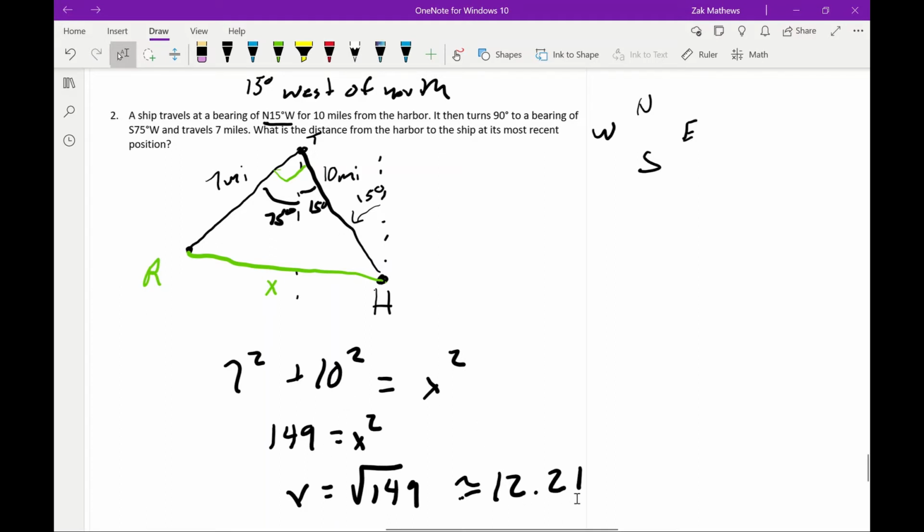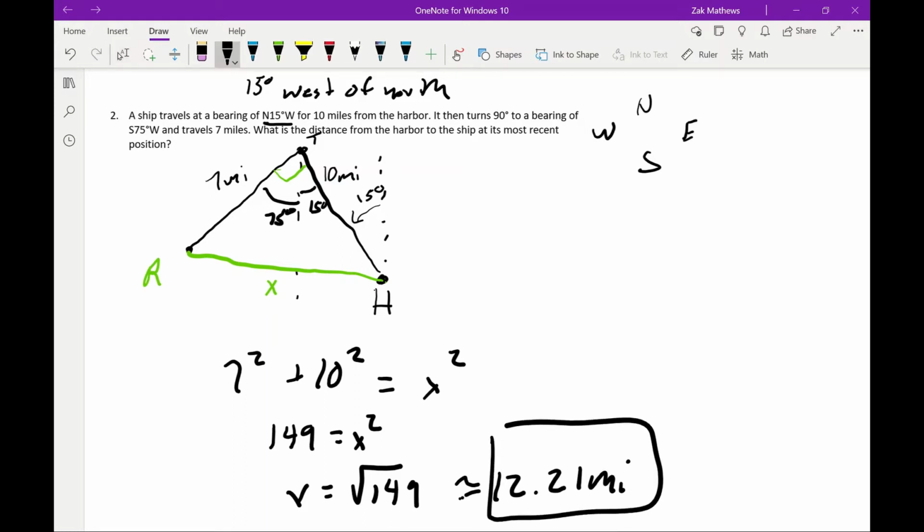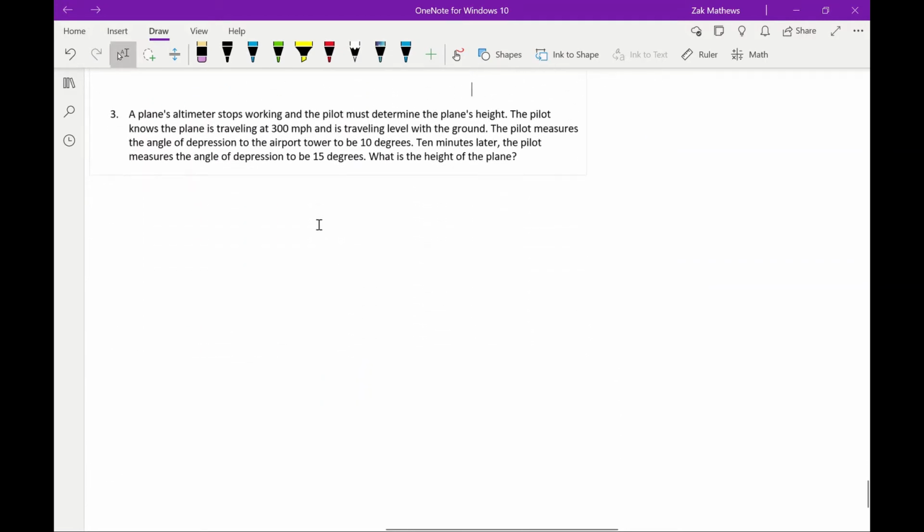12.21, we do want to label that. That needs to be miles, as my two original measurements were. Let's move on to one last problem.